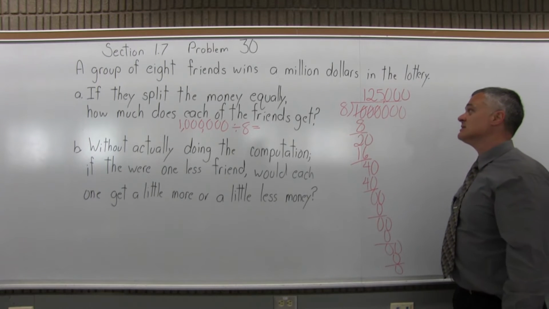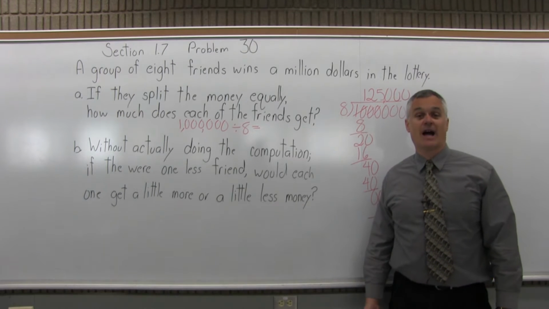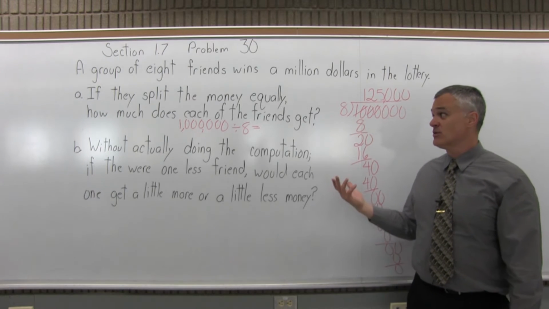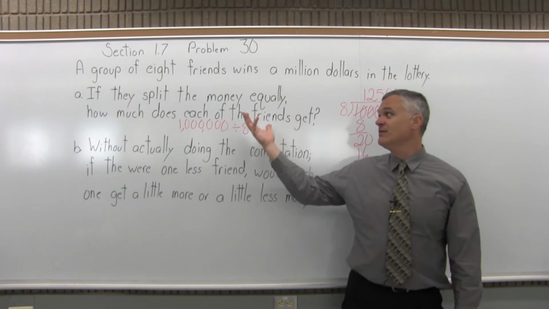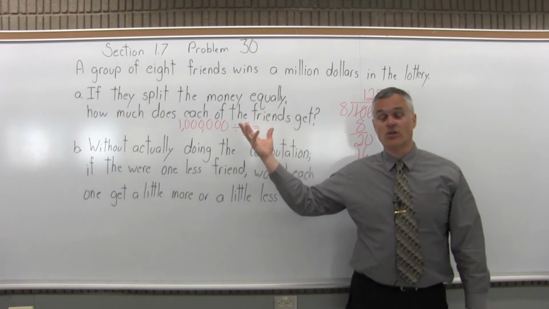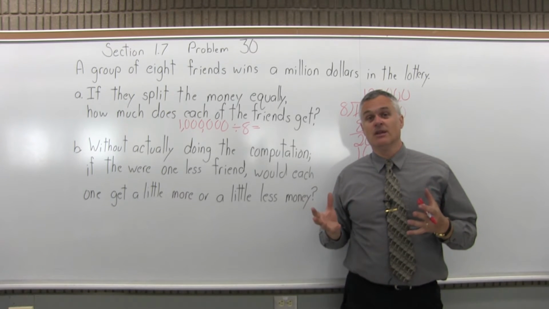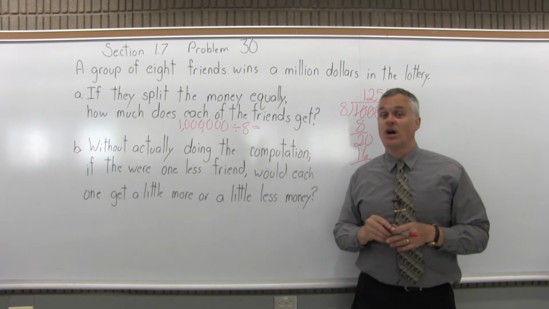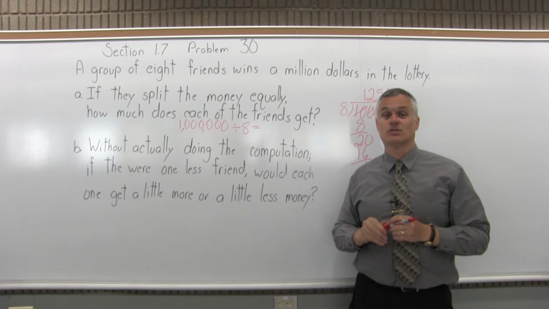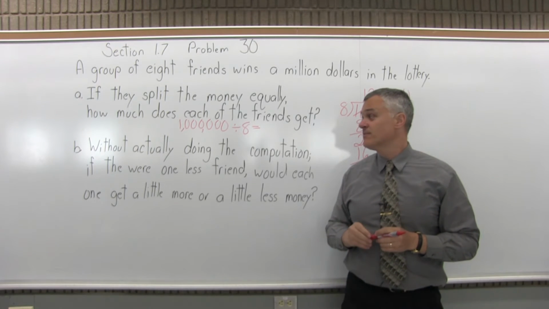So the answer is 125,000. So this is money, so it's $125,000. If you have 8 people that win $1 million and they'll share it equally, each of those 8 friends gets $125,000. It's quite a bit of money.